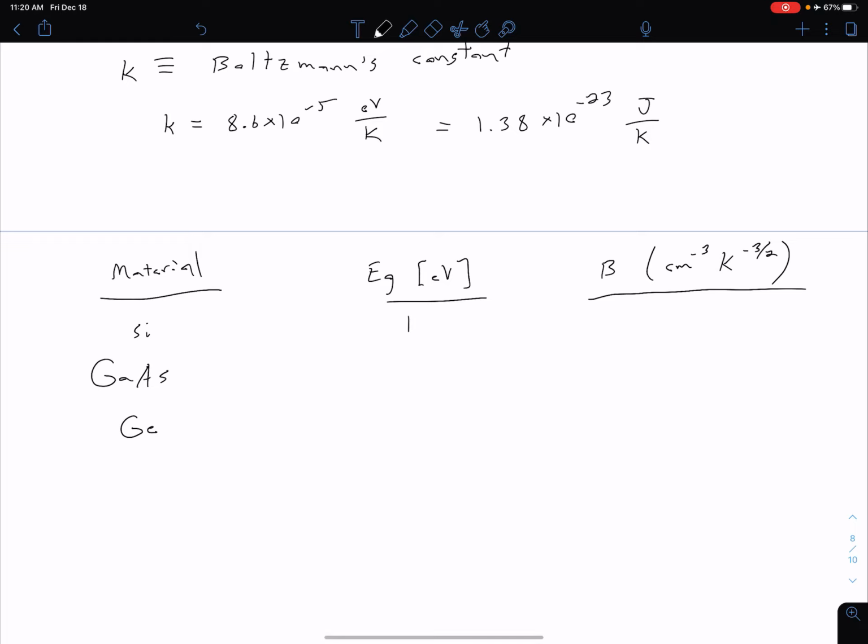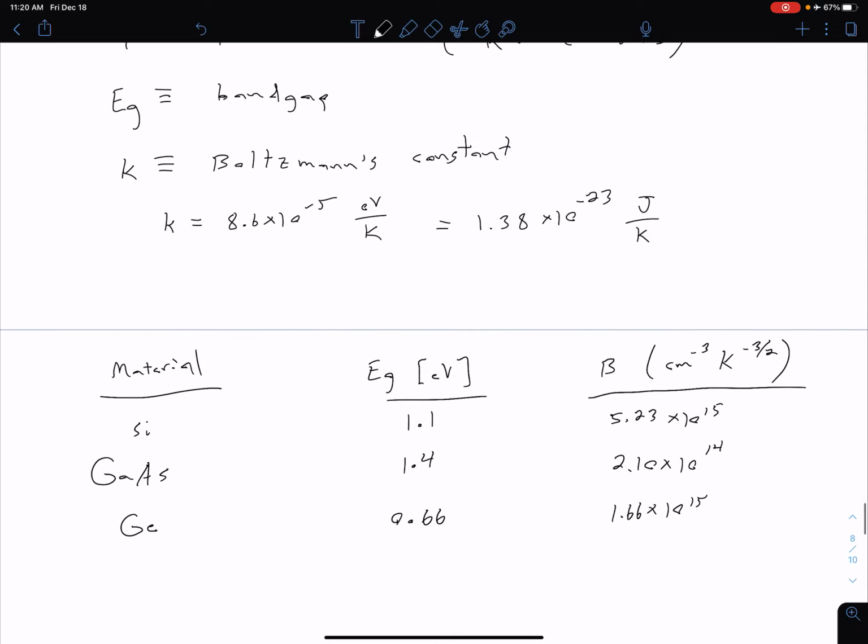So for silicon, our band gap is 1.1 eV. For gallium arsenide, it's a little bit larger at 1.4. And for germanium, our band gap is a little smaller at 0.66. This B coefficient is 5.23 times 10 to the 15th for silicon, 2.10 times 10 to the 14th for our gallium arsenide, and 1.66 times 10 to the 15th for our germanium.